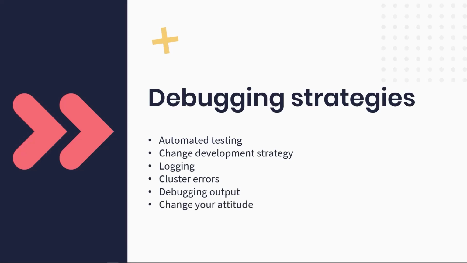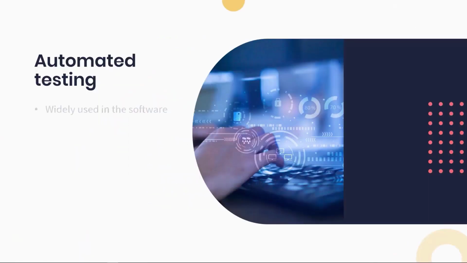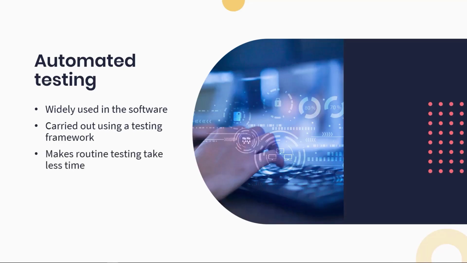change your attitude. Automated testing is widely used in the software industry and is now used in a wide range of projects. Testing is carried out using a testing framework that can test things such as the graphic user interface using recorded keystrokes and mouse clicks that generate known output. This makes routine testing take far less time than it would if it were done by actual humans.